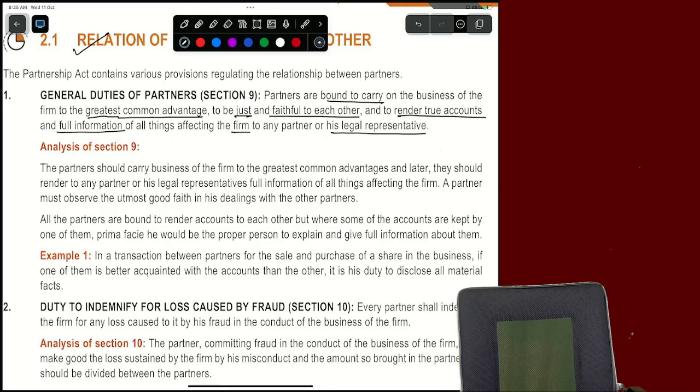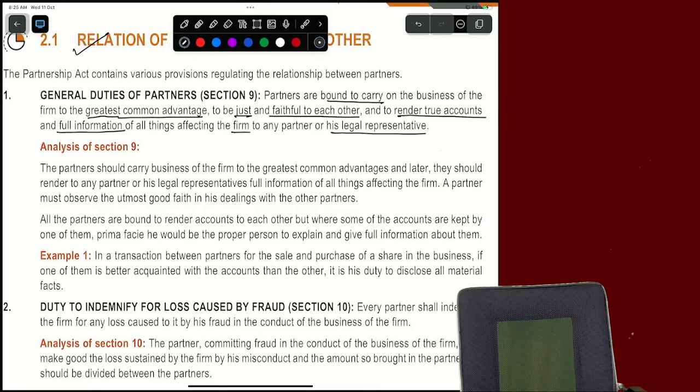If the partner dies, to whom do you have to give all those? Legal representative. Hopefully everyone understood the first section, section number 9. Tell me, the three things we have to write in the exam: what are the duties of a partner? Act for the greatest common advantage. Be just and faithful to other partners. Render true accounts and full information. That's what is in section number 9.